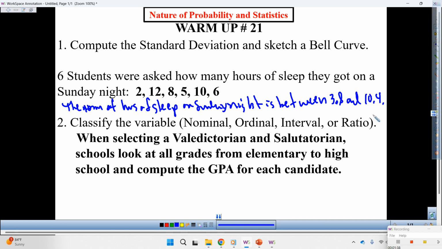The situation is as follows. 6 students were asked how many hours of sleep they got on Sunday night. We found the norm. Now, with that information, tell your neighbor what would be an observation of a conclusion to that problem. Now that you have the norm, tell your neighbor your conclusion.